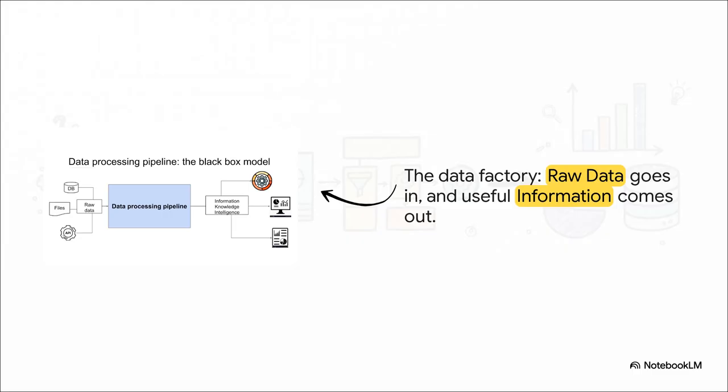At its core, a data processing pipeline is pretty much a black box. You feed raw data in one end, from files, databases, those API calls we just talked about, and then on the other end, out comes valuable information, knowledge, and intelligence. Things like dashboards, sales reports, and real-time updates.